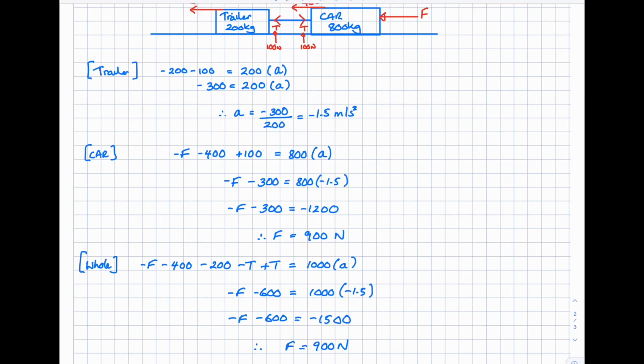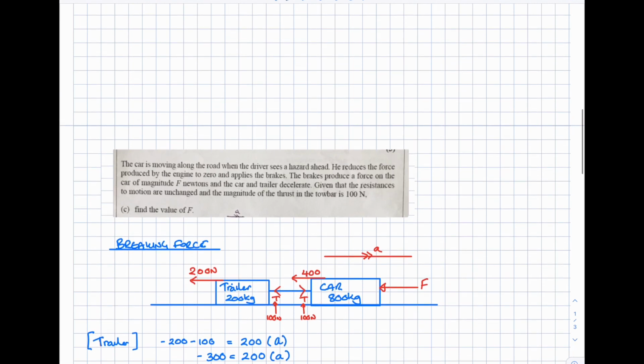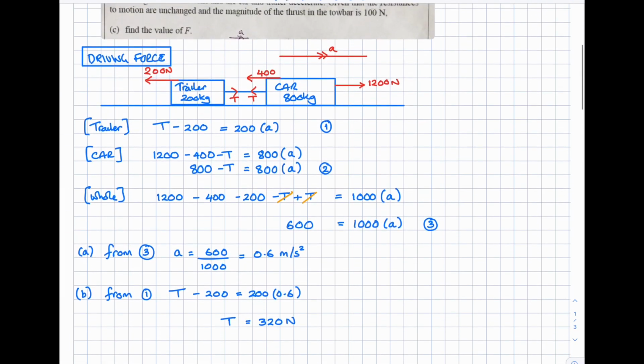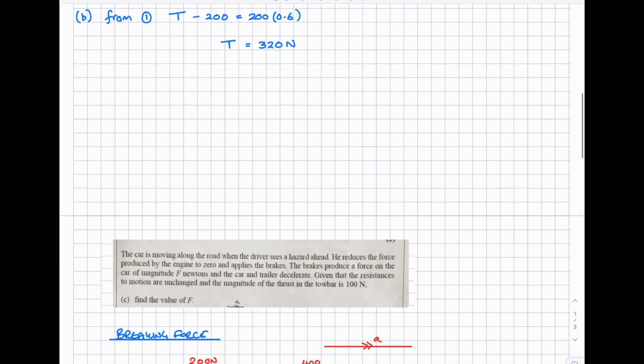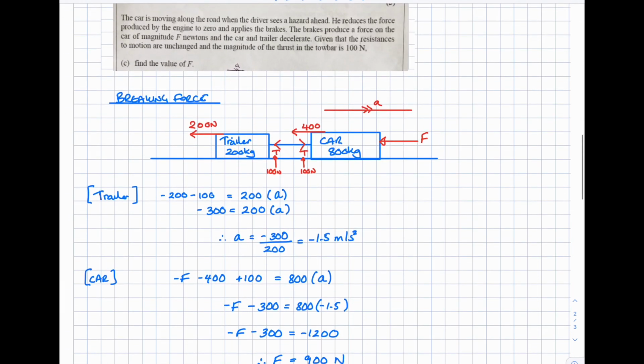So this was an example of a trailer attached to a car where we had to look at two different types of scenarios. One where a driving force was being applied, and just remember, if a driving force is being applied, the force in the tow bar will always be acting towards each other. And the second scenario was where a braking force is being applied, and if a braking force is being applied, you would have thrust in the tow bar and they will be acting away from each other.